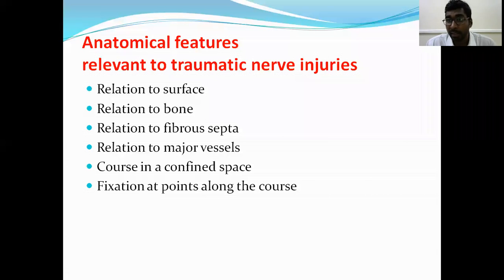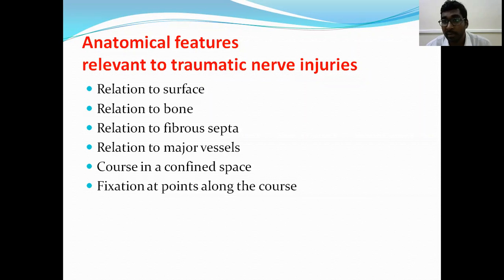In relation to fibrous septa, the radial nerve traverses from the posterior compartment to the anterior compartment, piercing the lateral intermuscular septum. So the area where the nerve traverses a septum is also more prone to injury.